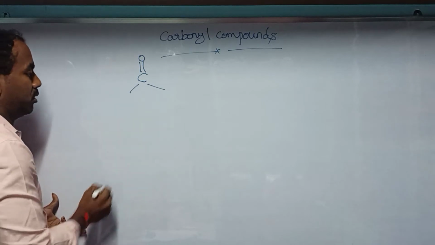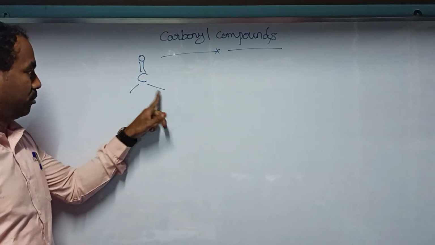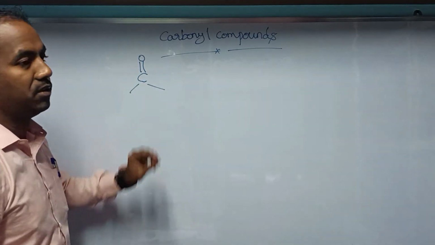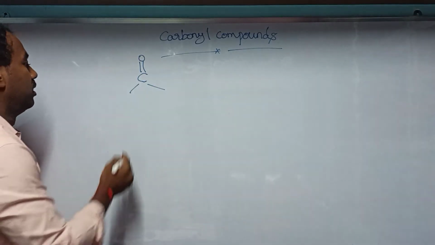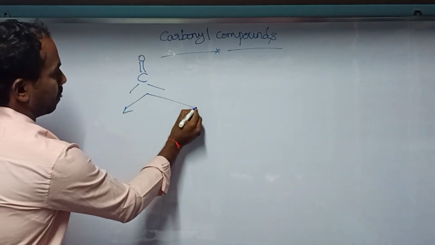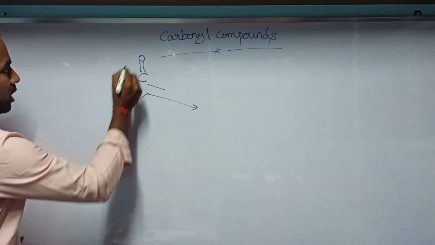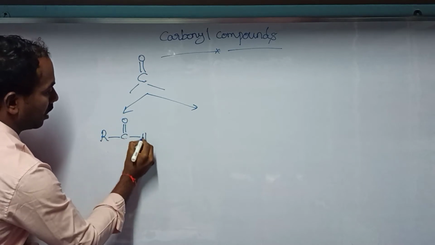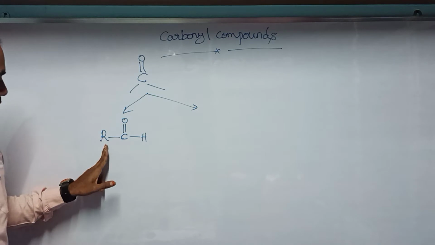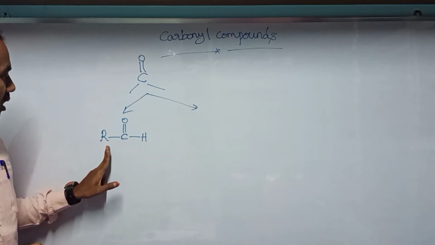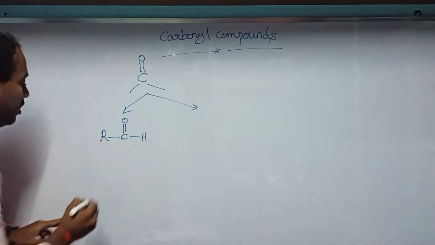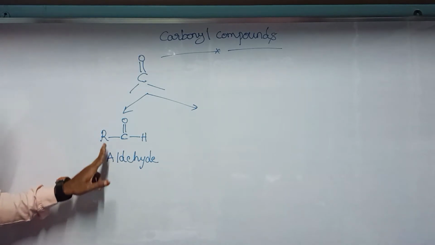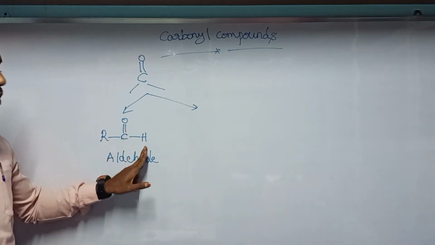So in these carbonyl compounds, based on the bonding atoms which are attached to the carbonyl carbon, they are classified into aldehydes and ketones. See here, if the carbonyl functional group C double bond O is connected on one side to carbon, and on the other side to hydrogen, where R is any alkyl group, then it is said to be an aldehyde. How to write this one? R C double bond O H.